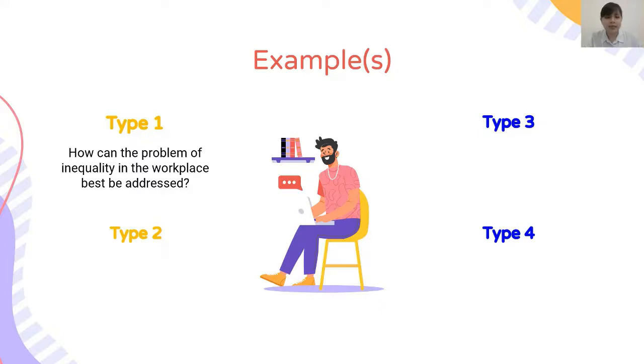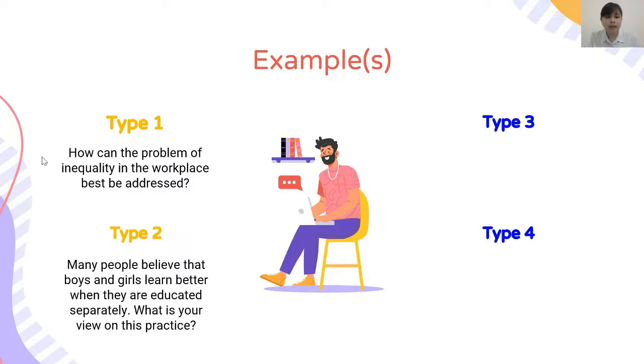Type 2. Many people believe that boys and girls learn better when they are educated separately. What is your view on this practice? So for type 2 and for the samples, you are asked to evaluate whether it is really effective or not for boys and girls to be educated separately.